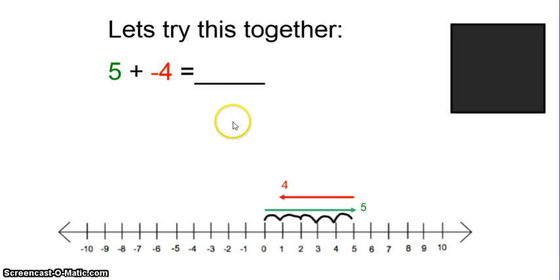Oh, sorry class. We end up with an answer of 1. And how we get 1 is we go back 4 units from the 5. So if we go back 1, 2, 3, 4 units, and if you look straight down that number line, where do we end up? We end up at 1.